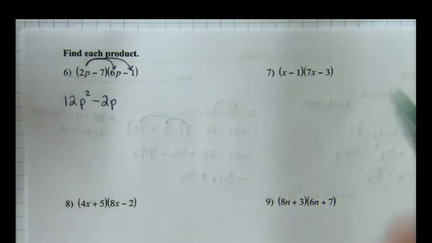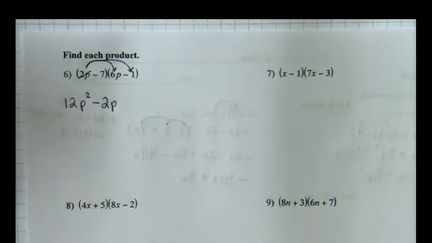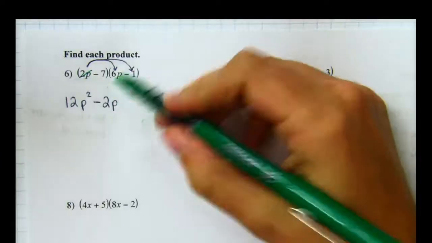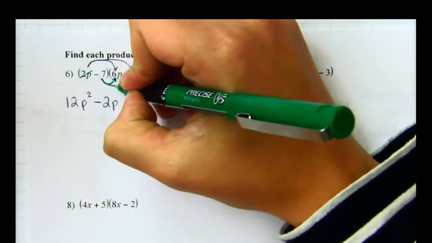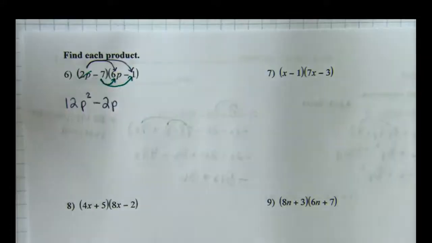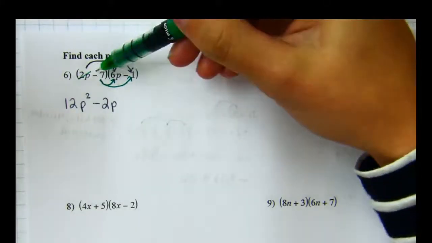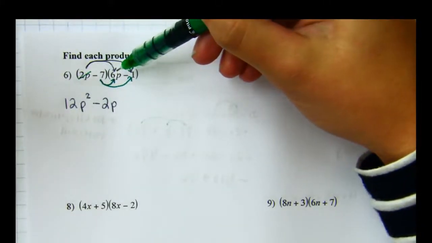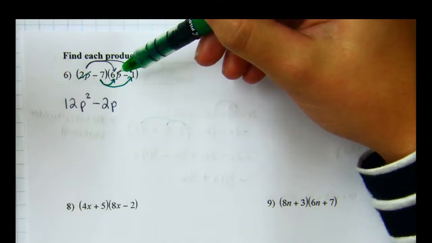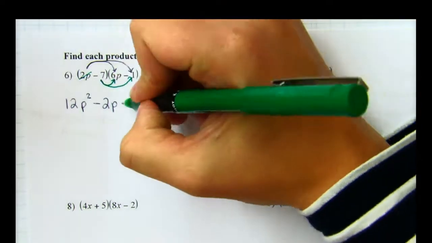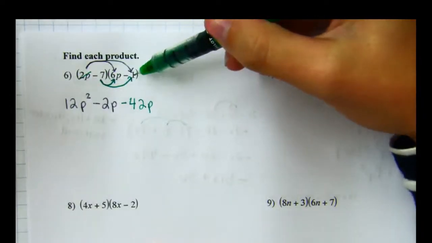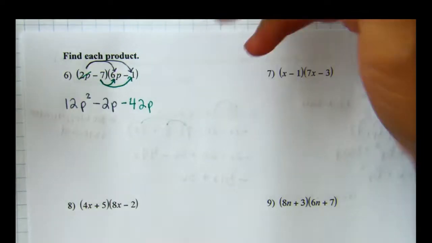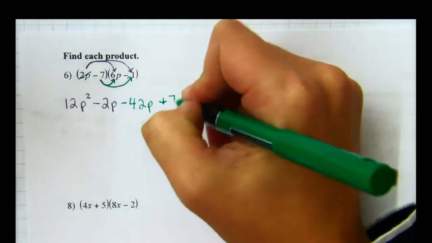So I've finished distributing this 2p. I'm done with it. Let's look at this negative 7. So my negative 7 has to go to both terms in parentheses. So negative 7 times 6p will give me what? Wonderful, a negative 42p. And negative 7 times negative 1 will give me a positive 7.